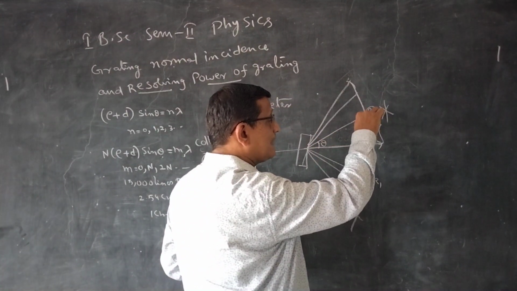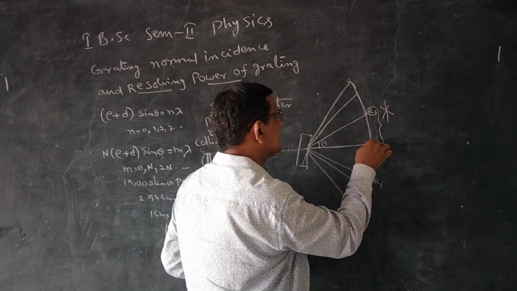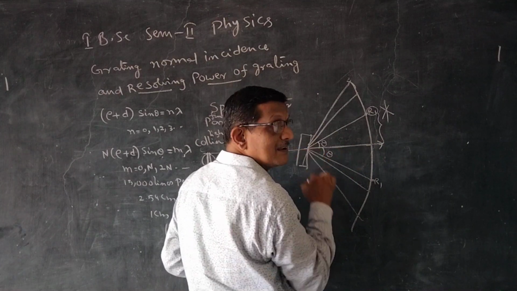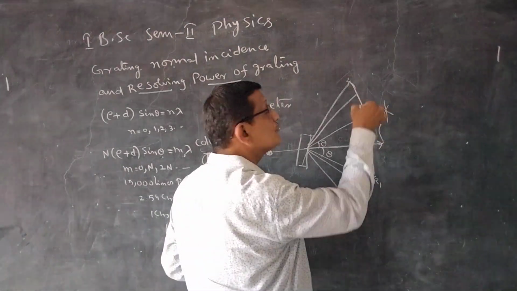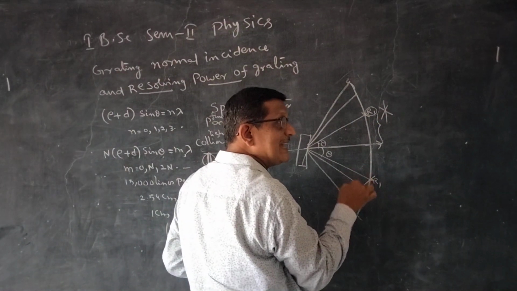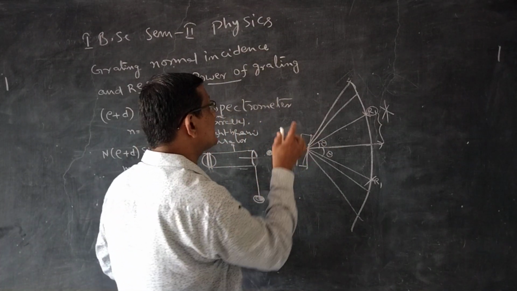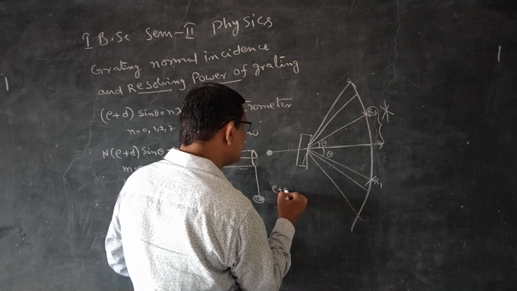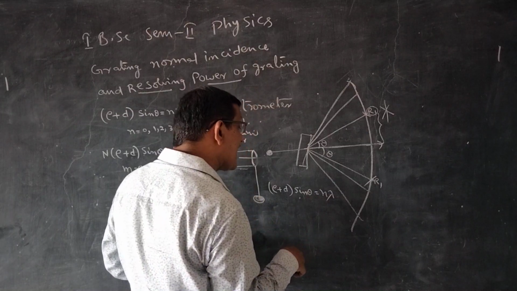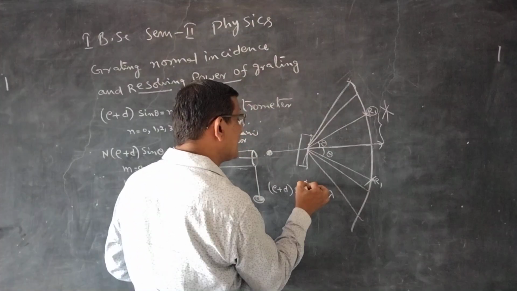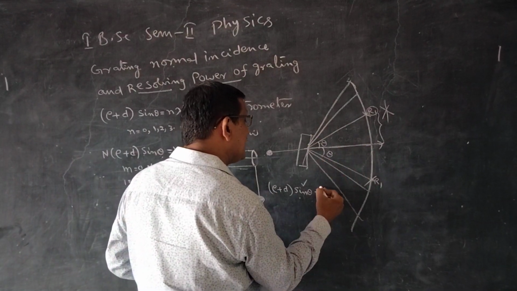Similarly, the same line can be observed on the other side also. By taking the reading on the other side and the central reading, we can find the value of theta. Or we can find the yellow line reading on either side, and the difference of those two gives you the value of 2 theta. Here, theta is the angle of diffraction. Once you know the angle of diffraction, the condition for grating is (e + d) sin theta is equal to n lambda. Here, theta is the angle of diffraction that can be measured by using this instrument, the spectrometer. Here, n is the order.